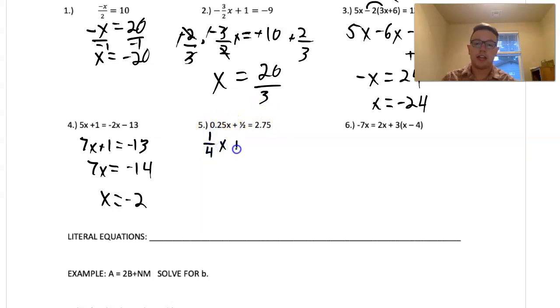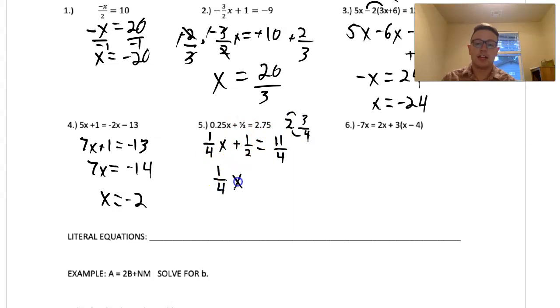So we have 1/4 x plus 1/2, and that's going to be equal to 2.75. So 0.75 is going to be 3/4. And let's make this improper. So this will be 8 plus 3, so this will be 11/4. Now we're going to subtract 1/2.